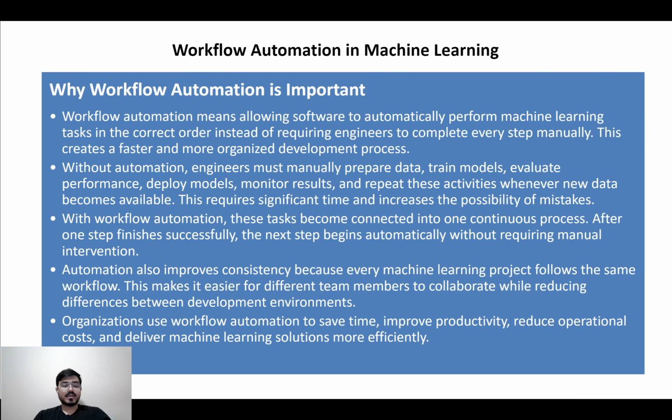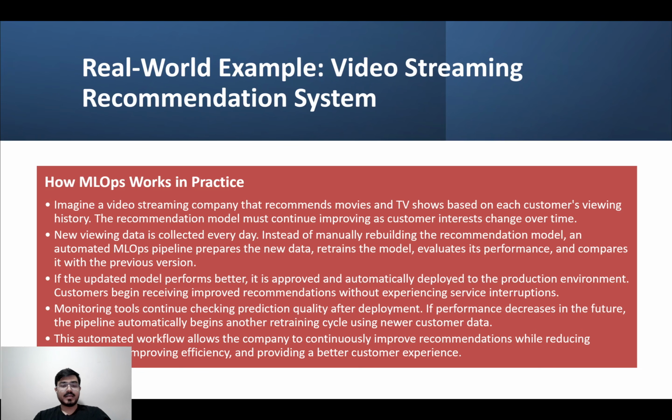Workflow automation works in a similar way. Instead of engineers manually preparing data, training models, testing results, deploying updates, and monitoring performance every time, the workflow performs many of these tasks automatically. This makes the development process much faster and more consistent. As the organization builds more machine learning applications, workflow automation becomes one of the most important ways to save time, improve productivity, and maintain reliable machine learning systems. Let's move to the next slide.